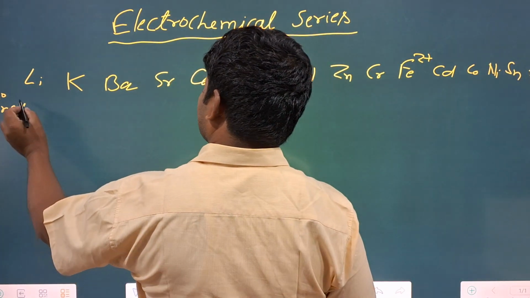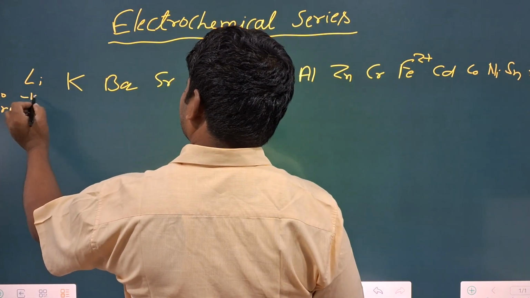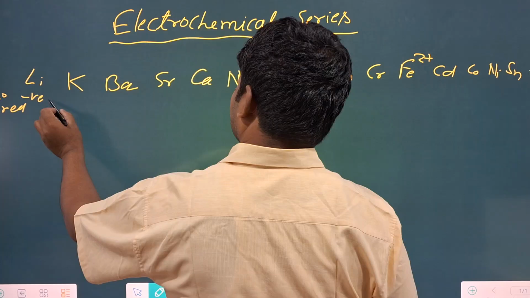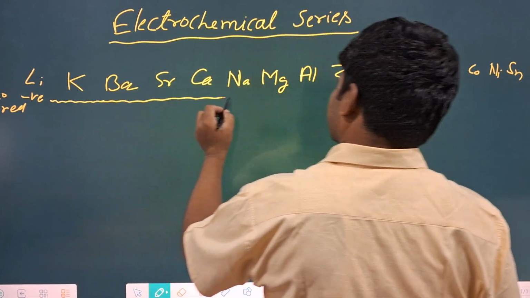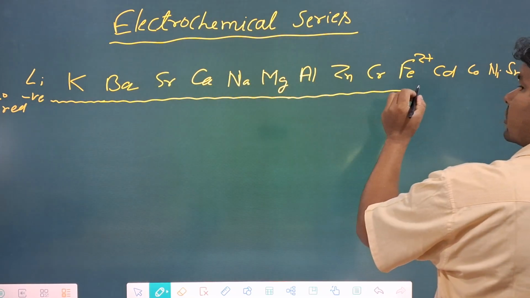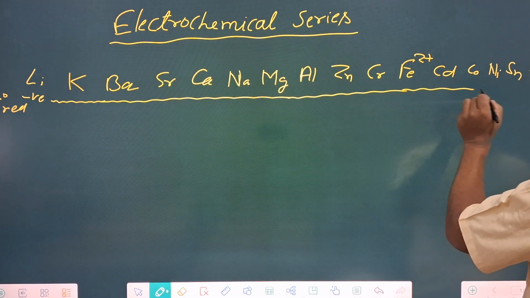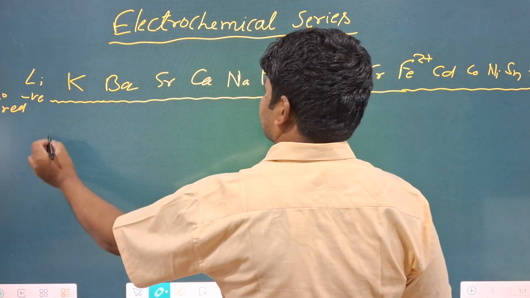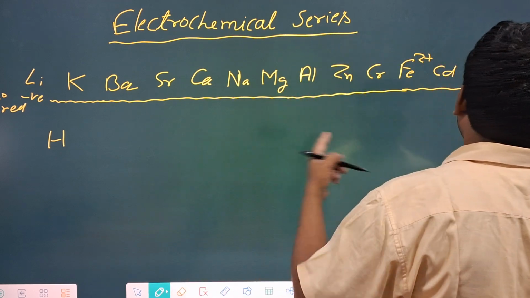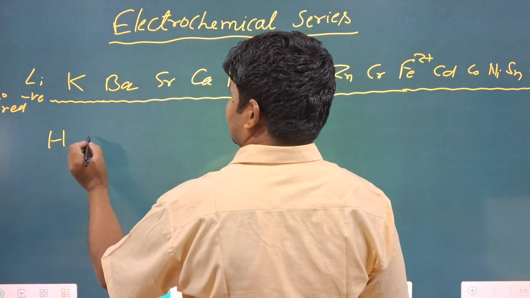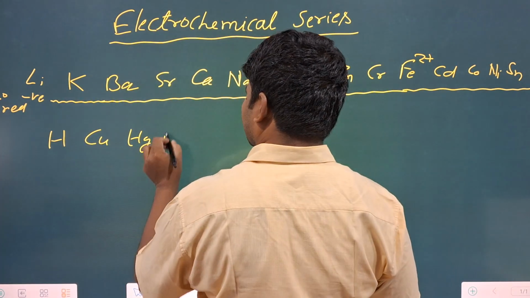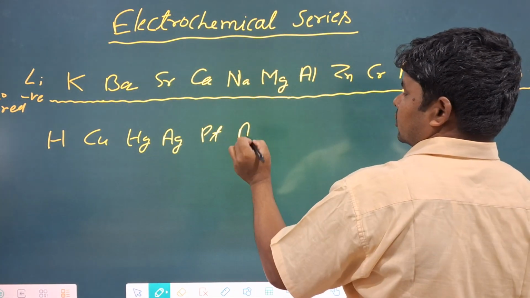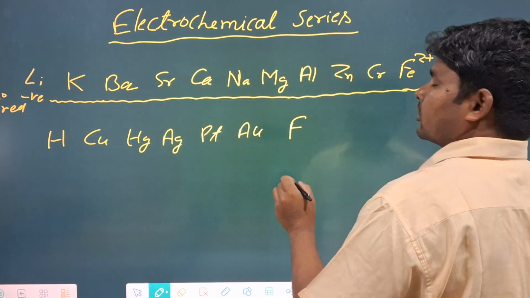Lithium has a highly negative value of reduction potential, and this negative reduction potential increases on going from lithium to lead on the negative side, and then hydrogen comes after lead, and then copper, mercury, silver, platinum and gold, and finally fluorine is obtained.